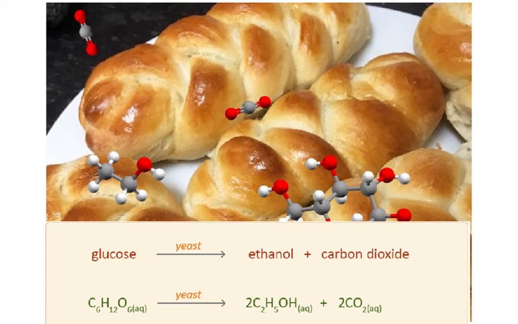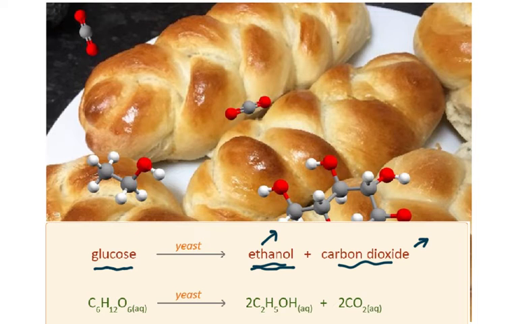Now, the equation for fermentation is very basic. You've got to understand that glucose is respired anaerobically. That's why it's called fermentation. It's another name for anaerobic respiration. We're going to produce ethanol and carbon dioxide. Now, in bread, we need the carbon dioxide to make it rise. In the production of ethanol, it's just the ethanol that we need.